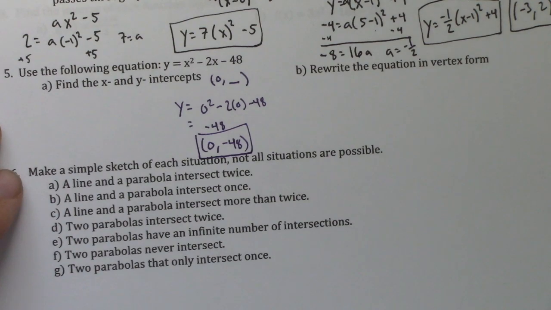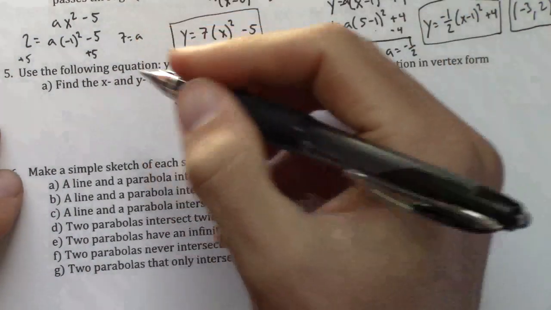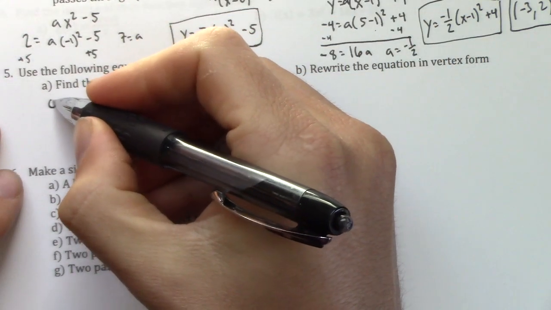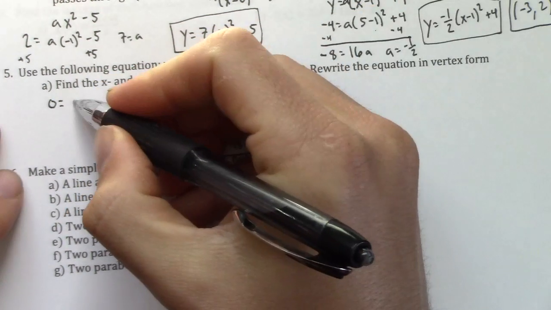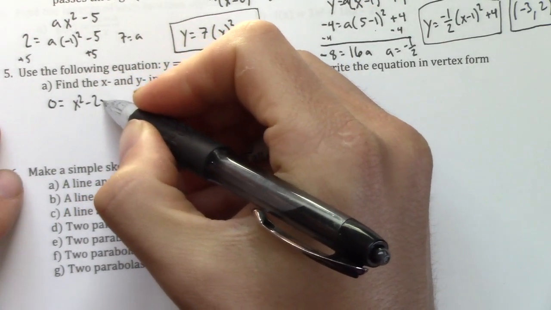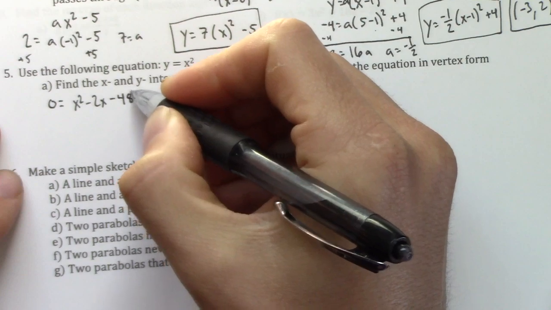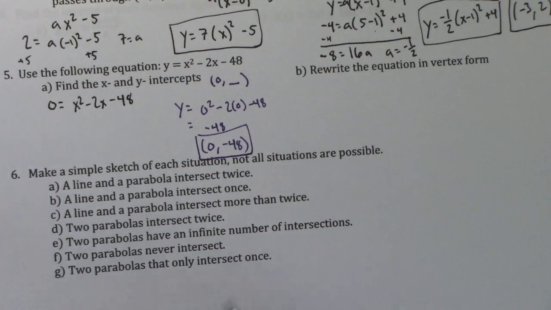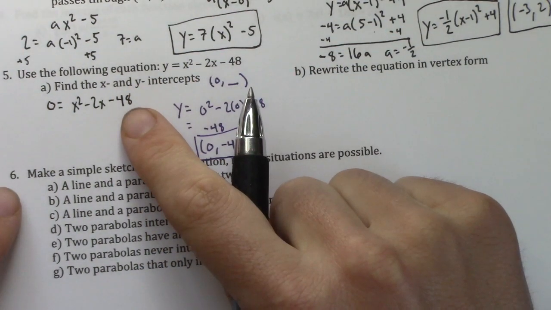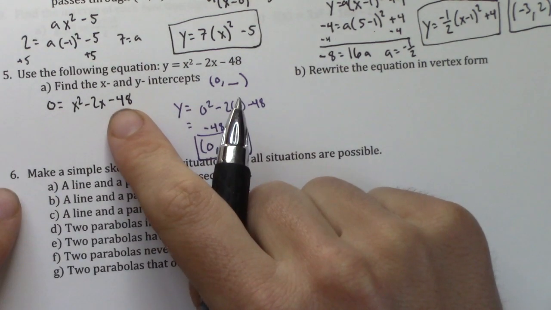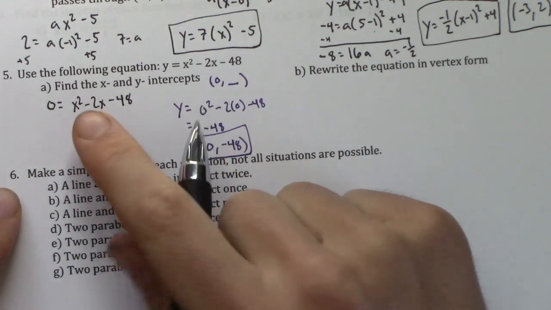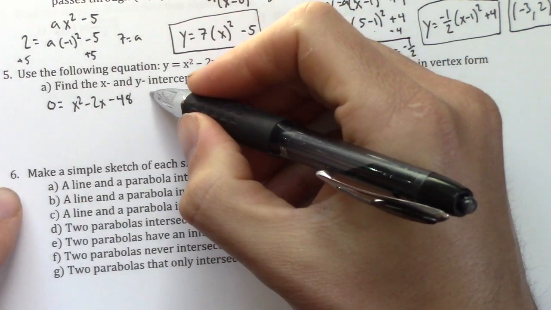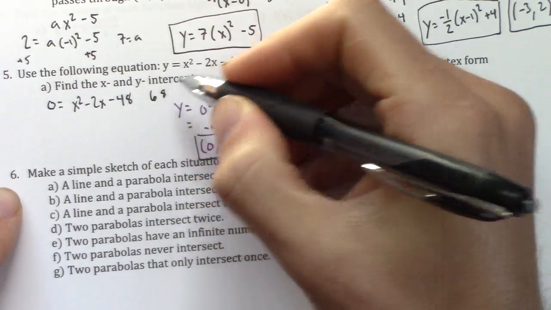X-intercepts, on the other hand, require that you set y equal to 0. So now you've got 0 is equal to x squared minus 2x minus 48. I'm going to think about factoring this. So I need pairs of numbers that multiply to negative 48, which means one positive, one negative, and add to a negative 2. And the first ones that come to mind to me are 6 and 8.